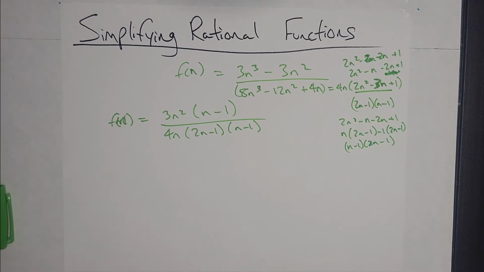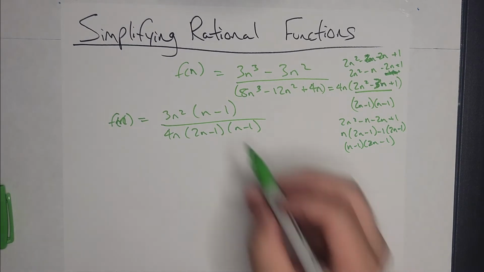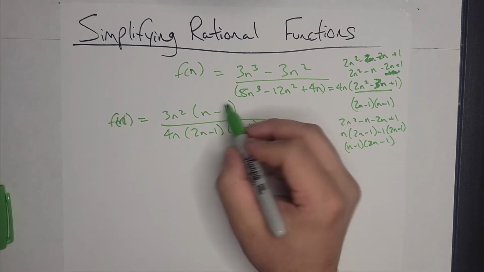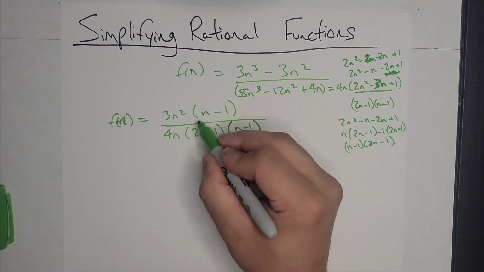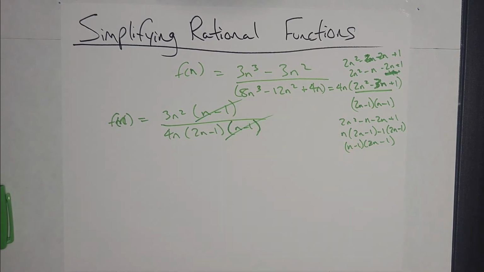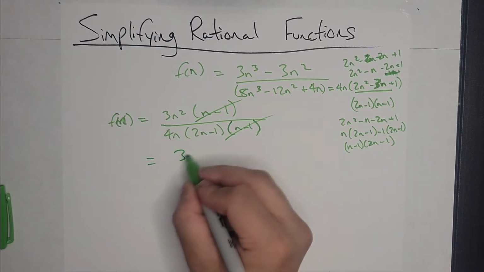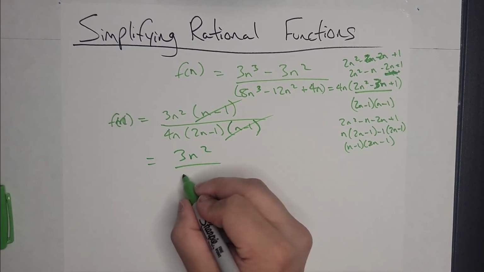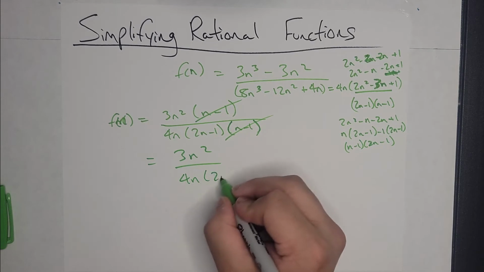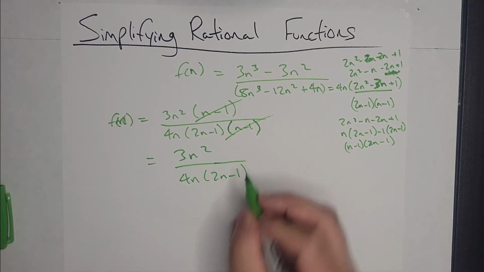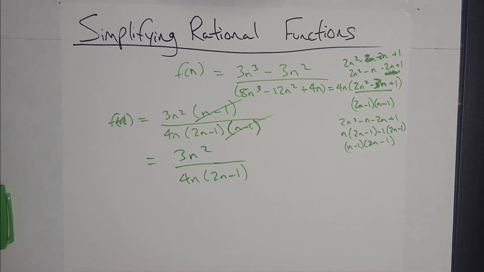So now I see something clearly in this function, that I have an n minus 1 in the numerator and an n minus 1 in the denominator. These will cancel out, and I'm left with 3n squared over 4n times 2n minus 1. And there we have it. Let's try doing another one.